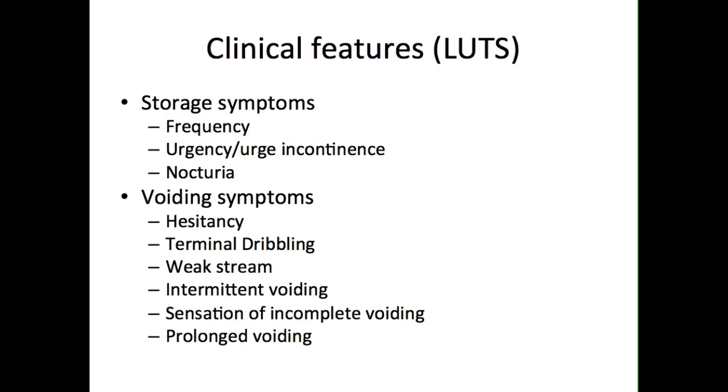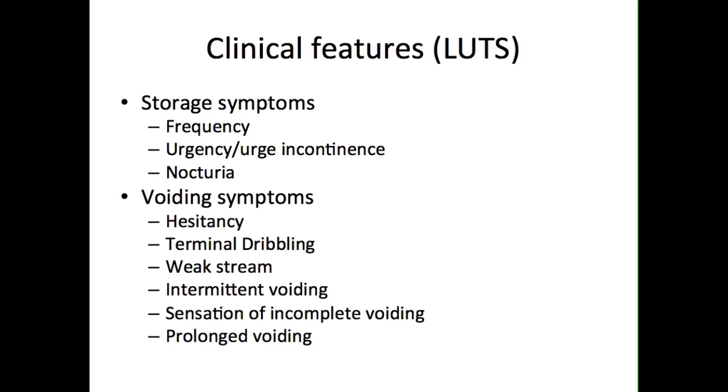The clinical features of BPH, also known as lower urinary tract symptoms, can be divided into those due to storage issues and those due to voiding issues. Storage-related symptoms are frequency, urgency, and nocturia.